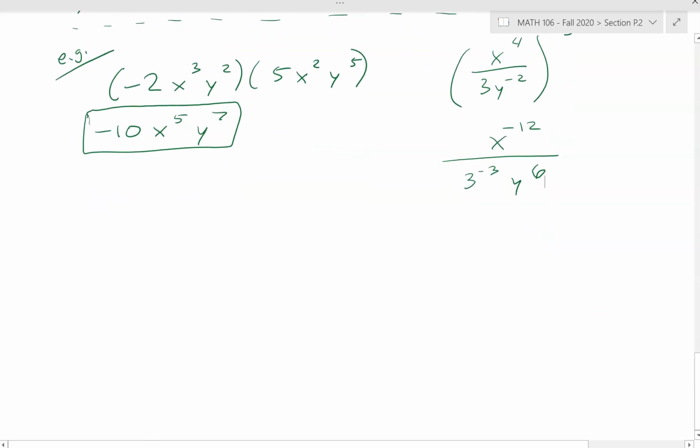All right, now I'm going to flip the terms that have negative exponents. So the x to the negative 12 is going to go down into the denominator, right? Because anytime you have a negative exponent, wherever you are in the fraction, you have to go to the other side. So it's going to be x to the 12th. The y to the 6th doesn't change at all. And then we have 3 to the positive 3 in the numerator.